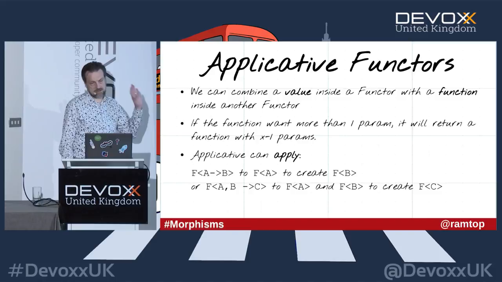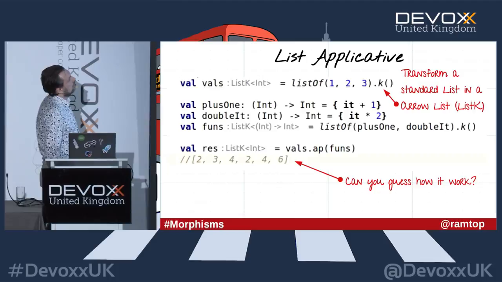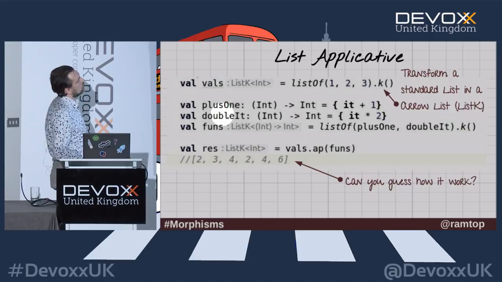Yeah, this is the finishing part. We can just skip to the code, basically. So we still have our list, and we have two operations. One is plus one, and the other is double. We can define this with just normal Kotlin, nothing special. And then we put in a list, basically. And then we say, OK, we use the values, and we apply the function.